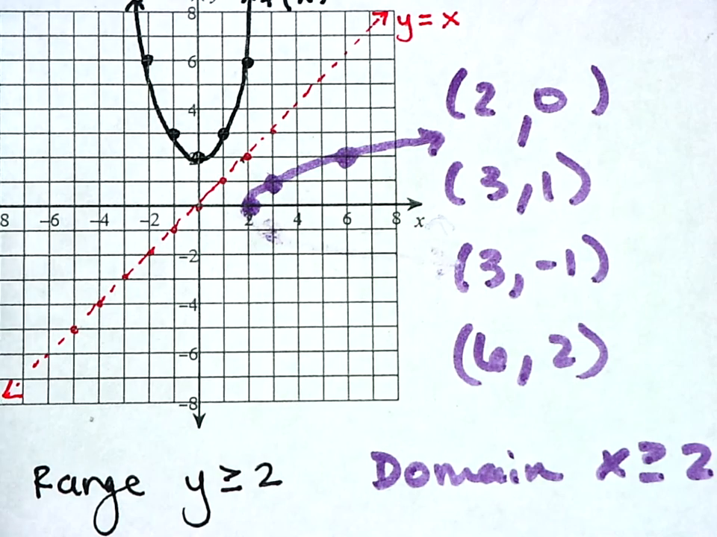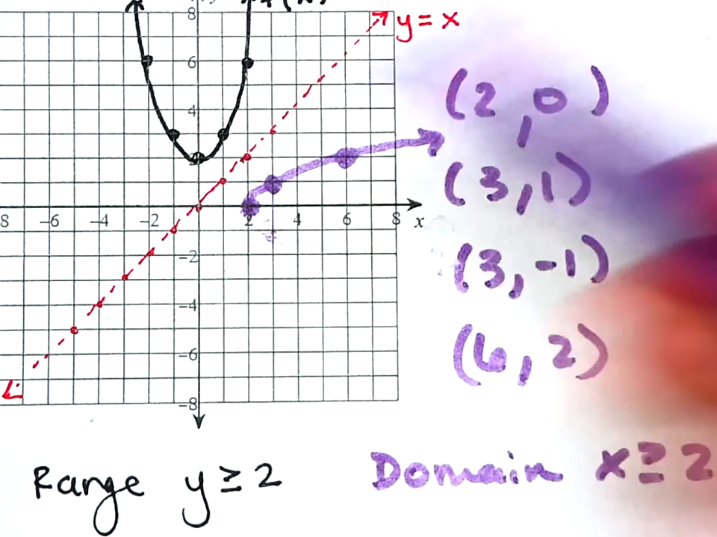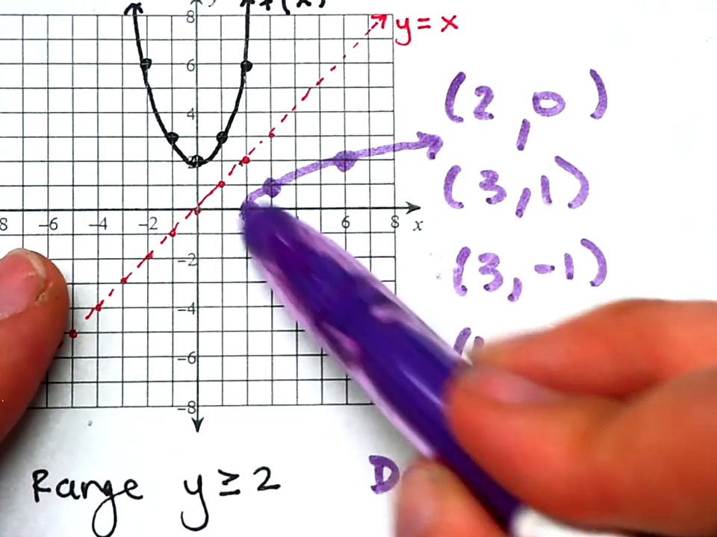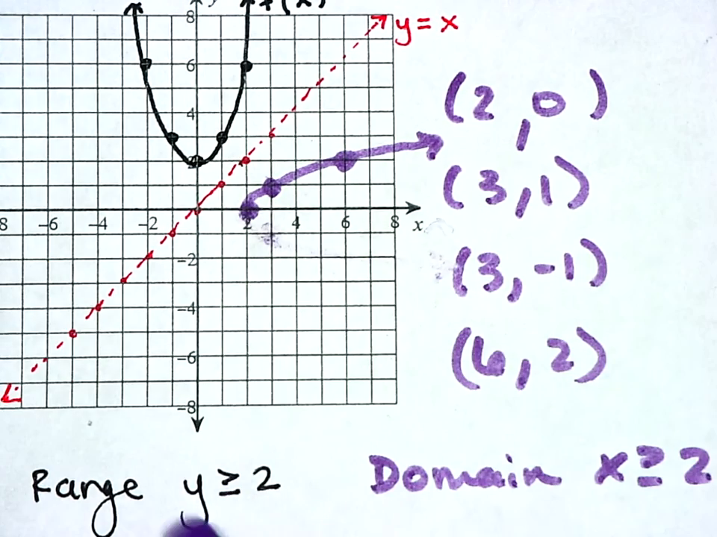So you'll see anytime we draw the square root function or the inverse of a parabola, we have to take away all of the negative y values because we didn't even have them to begin with.